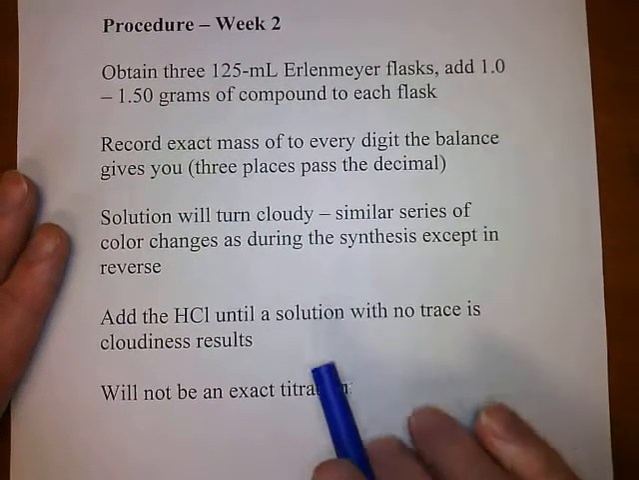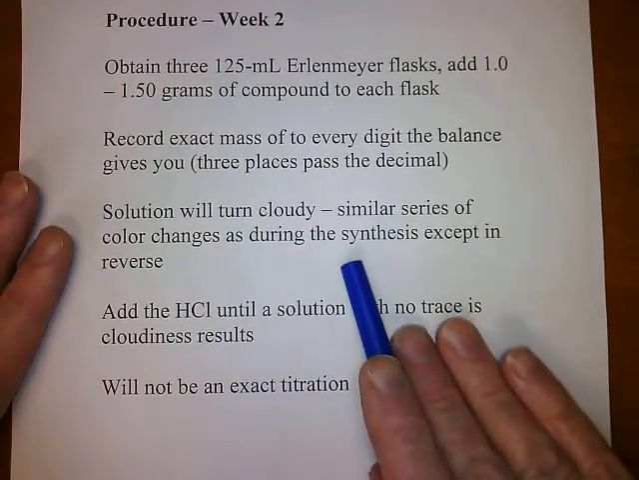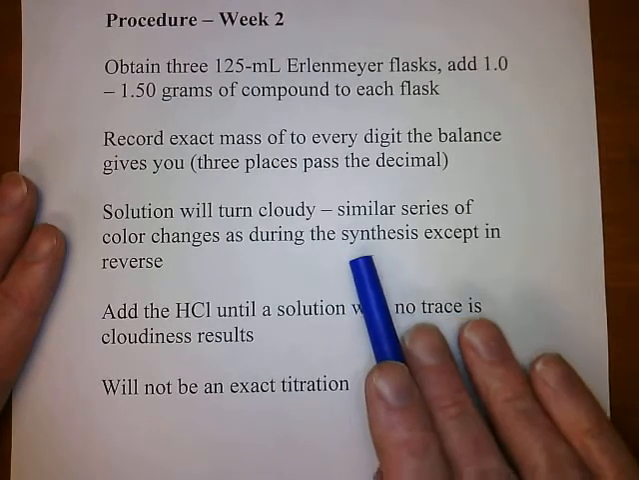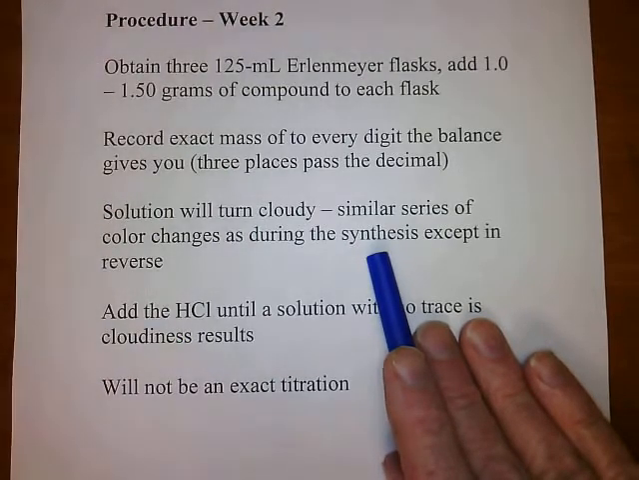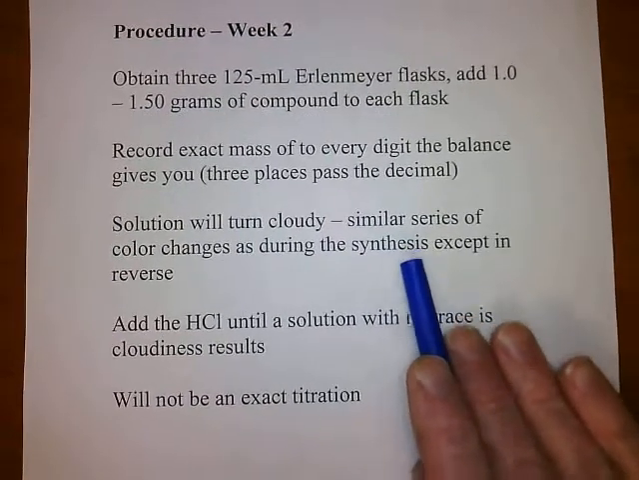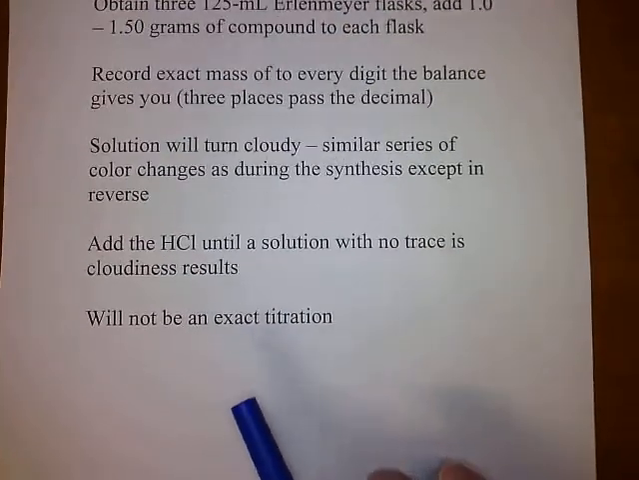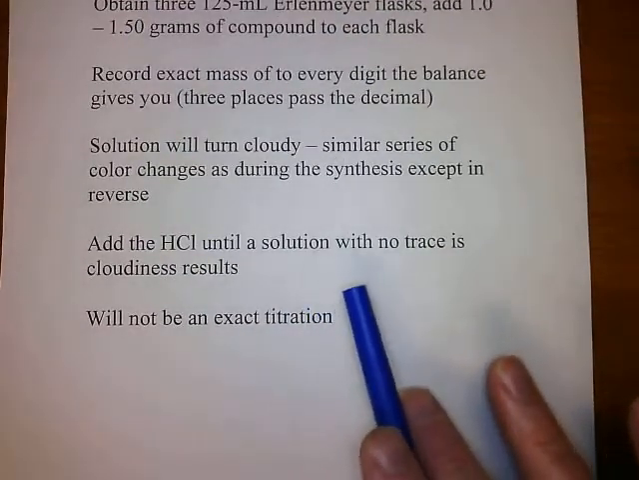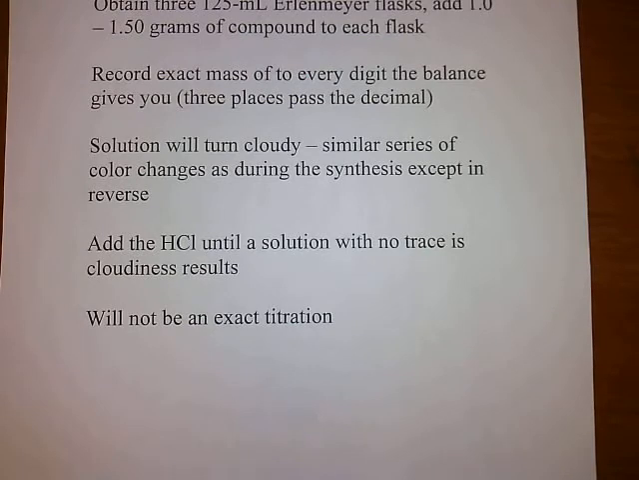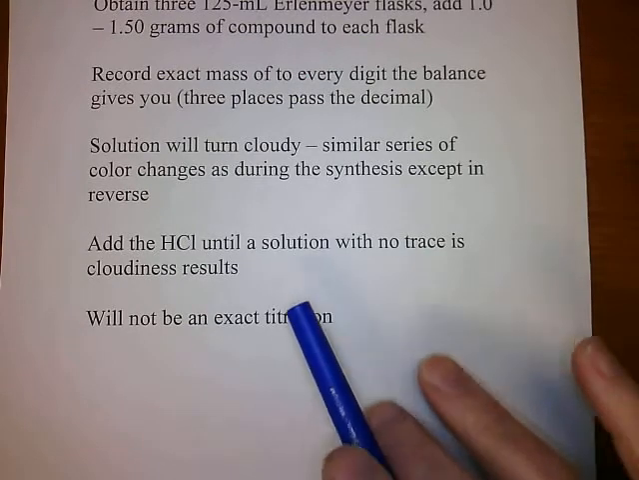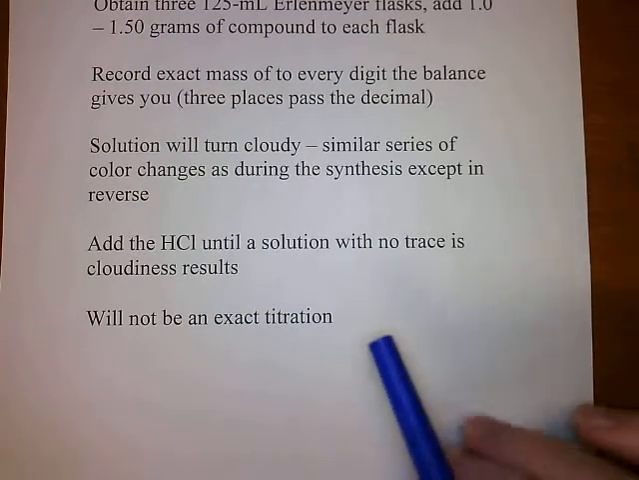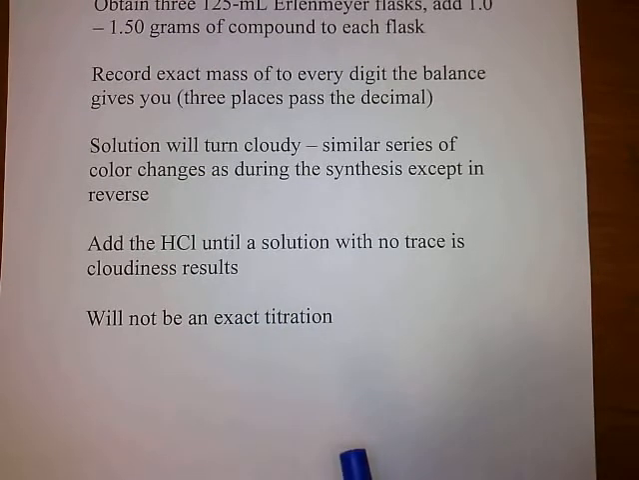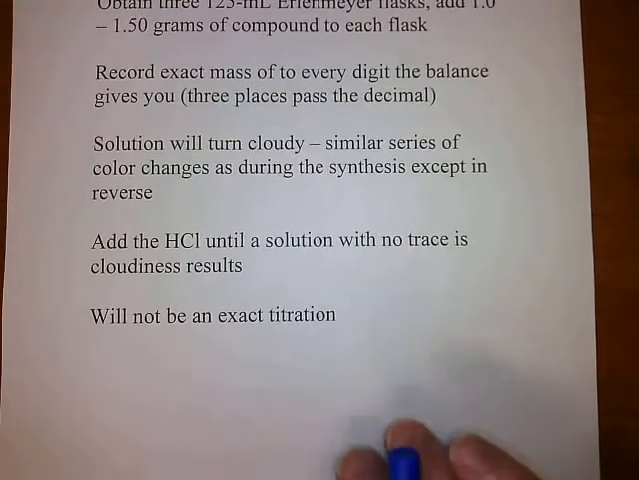So when you dissolve it, the solution's going to turn cloudy because all those equilibrium reactions now start happening in reverse. And there's no longer the huge excess of ammonia to drive it to the right. So it's going to look cloudy. You're going to want to add the HCl. You're going to titrate with the hydrochloric acid until there is no trace of cloudiness. Alright, so until it becomes transparent, you can see through it, it doesn't look cloudy any longer.